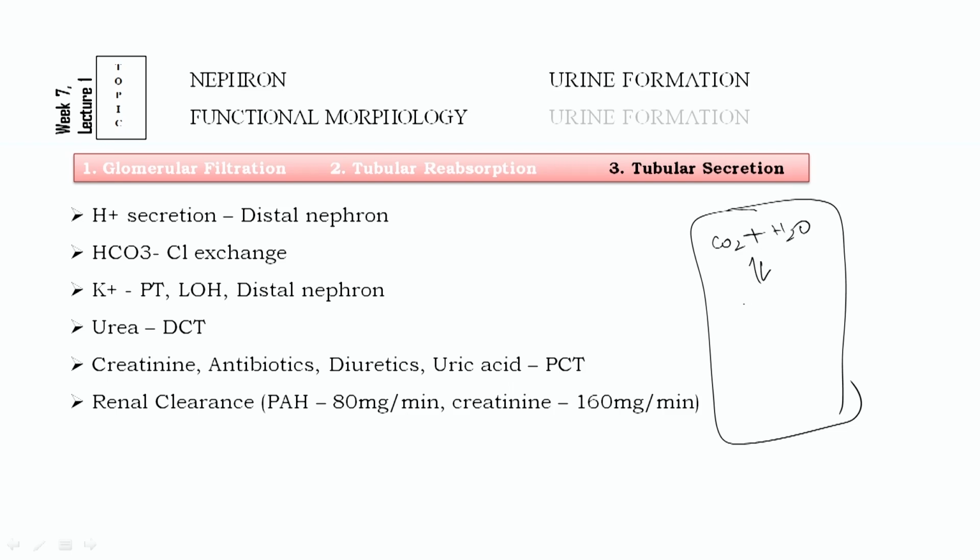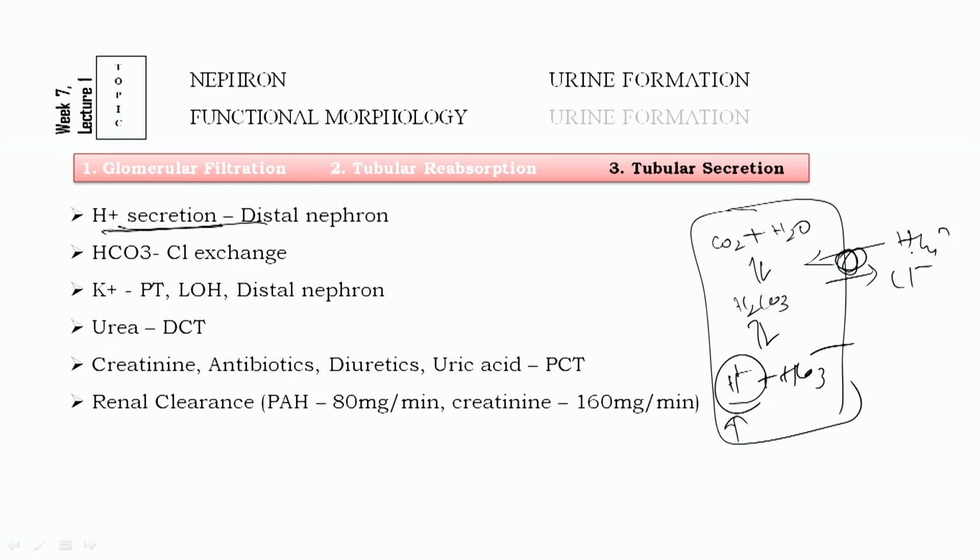It will react with water and form H2CO3 carbonic acid, that will give rise to H+ and bicarbonate ions. So this H+ ion concentration keeps on increasing if the carbon dioxide is accumulating, right? As a result, the H+ needs to be secreted out, right? So the H+ secretion mostly takes place in the distal nephron. And then the bicarbonate chloride exchange mechanism is another important mechanism, where the bicarbonate ions will enter instead of the chloride ions. So an exchange takes place, bicarbonate as well as chloride, depending on the requirement.